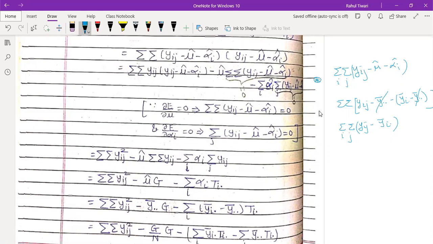And if I open the brackets, what will I get here? Can anyone tell me what this is going to be? It is the summation over i, summation over j of yij minus the summation over i, summation over j of y bar i dot. What is this? Notice this.